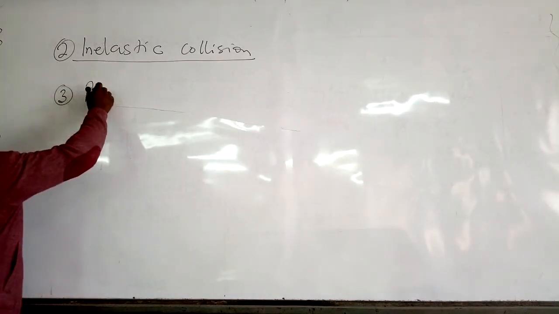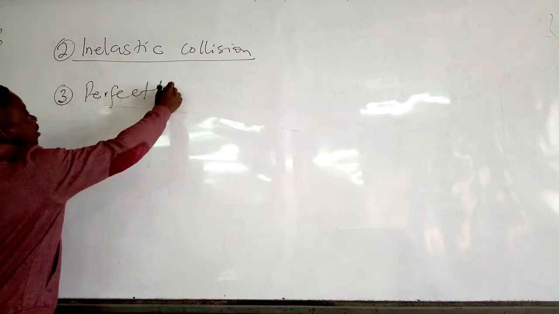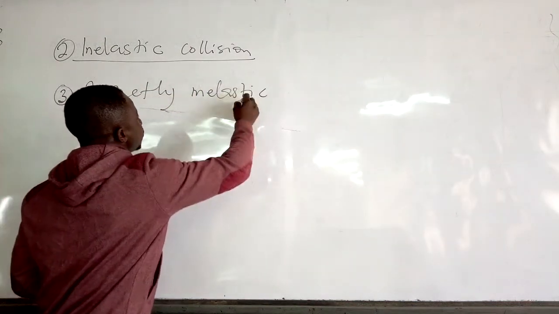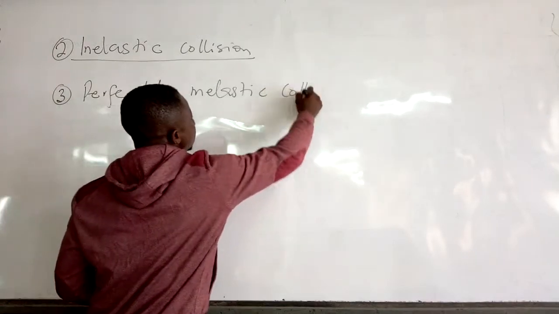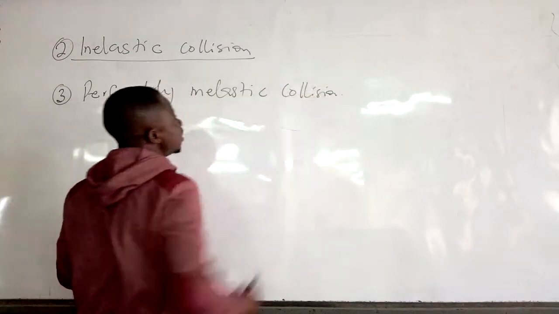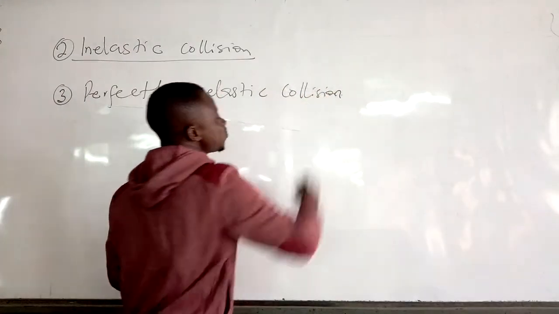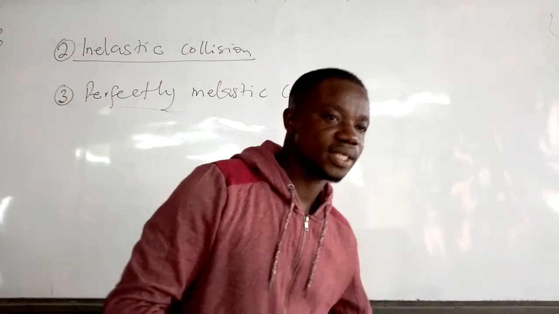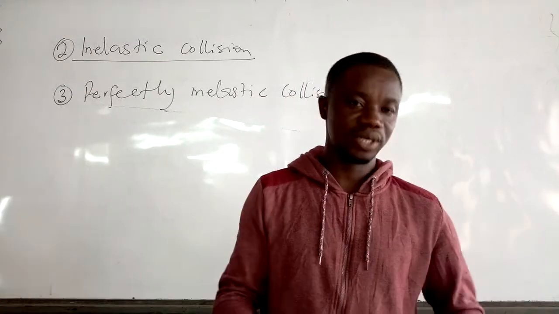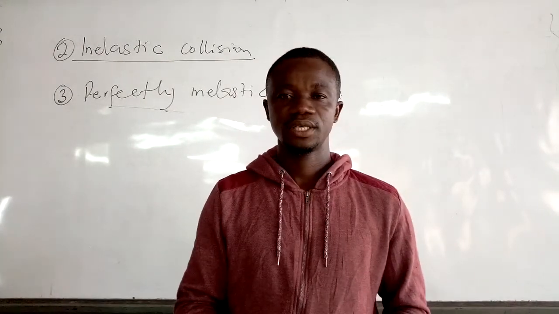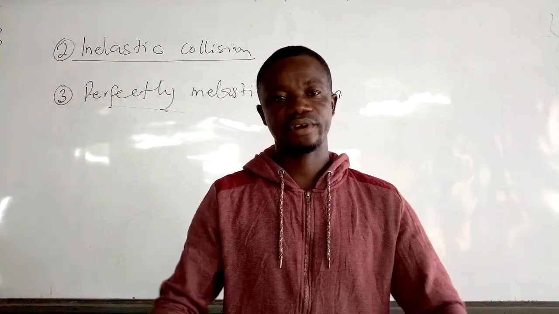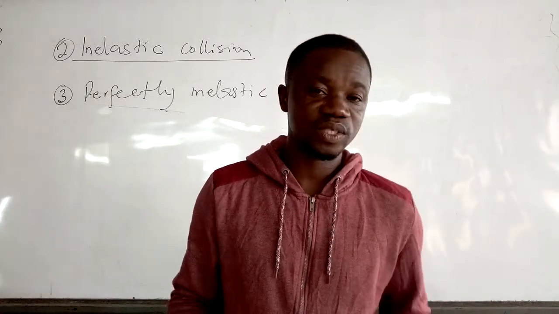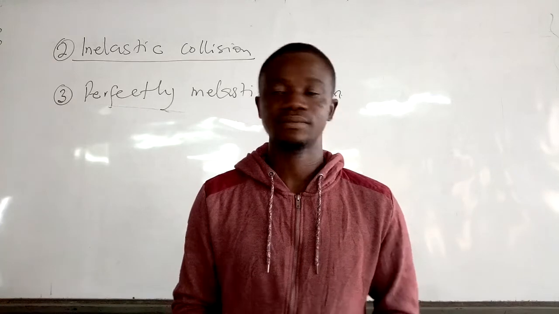Perfectly inelastic collision. A collision is perfectly inelastic when the colliding parties, or the bodies engaging in the collision, stick together forever. When they stick together for a long period of time without separating, we say the collision is perfectly inelastic.